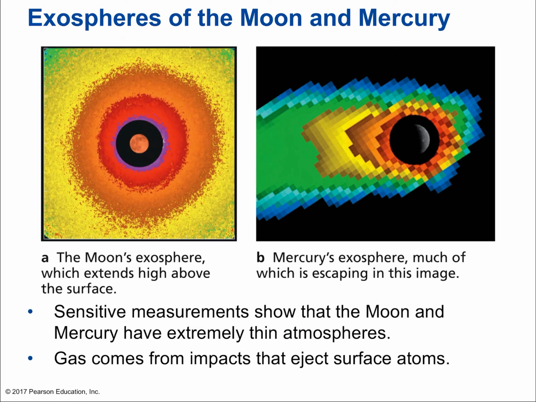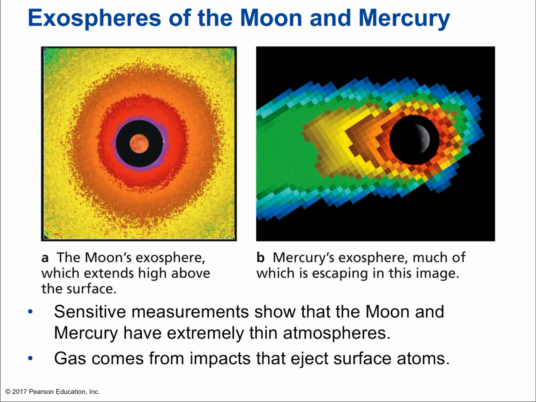Okay, so what about the exospheres of the moon and Mercury? The moon's exosphere extends high above the surface. Mercury's exosphere, much of which is escaping in this image, is just being blown away by the solar wind. Sensitive measurements show that the moon and Mercury have extremely thin atmospheres. So the answer isn't as simple as saying they don't have atmospheres, but they have very, very thin atmospheres. They're just a few molecules, okay?